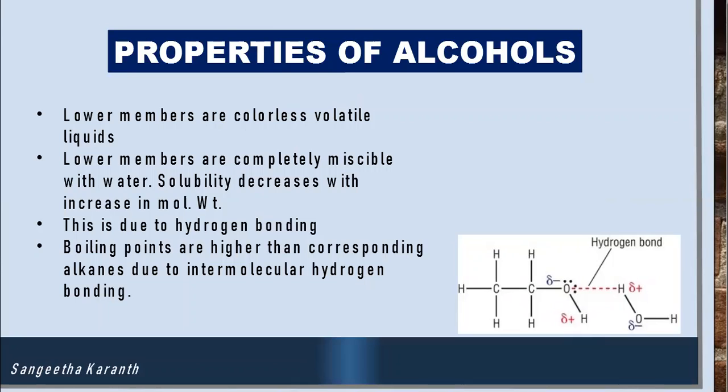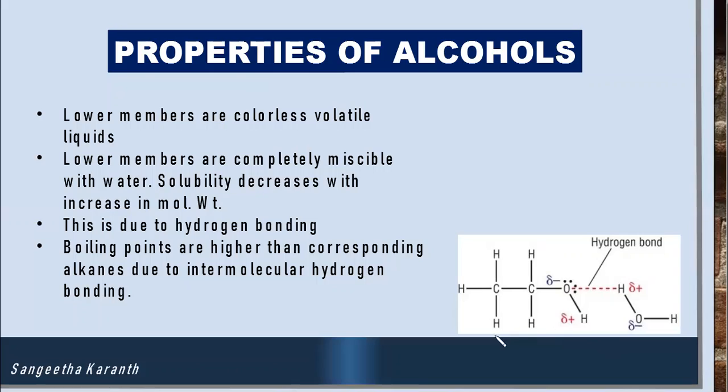General physical properties of alcohols. The lower members are colorless, volatile liquids. The lower members are completely miscible with water. So why is it miscible with water? Because mainly it forms hydrogen bonding with water.